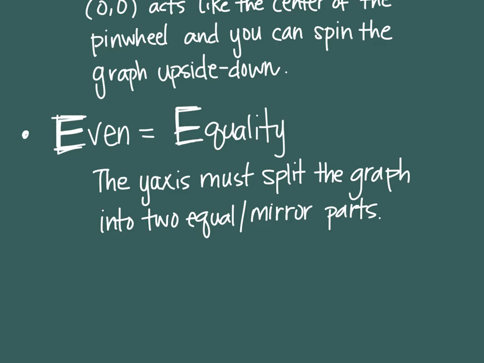Now try, instead of a minus 3 right there, x minus 3 in parentheses and put the square at the end. Will that have even symmetry? Take a look at it. It's still a parabola, but does the y-axis split it down the center? No. So we say that that has no symmetry at all.